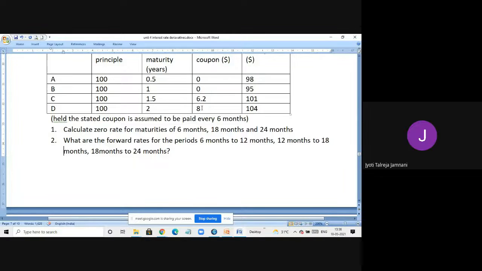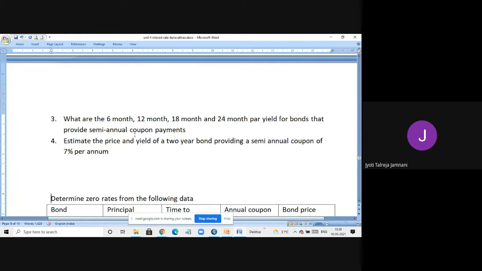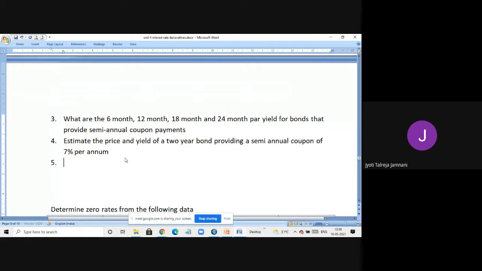Bond. They are telling that the coupon is 7%. It is not $8, but it is 7% per annum, and they want you to estimate the price and yield. So this 104 is not the price. This 104 is the price if the coupon is 8% or $8. But here in the question they have said to consider another 2-year bond whose coupon is 7% and find its price. So find its price means we have to find the market value of the bond.